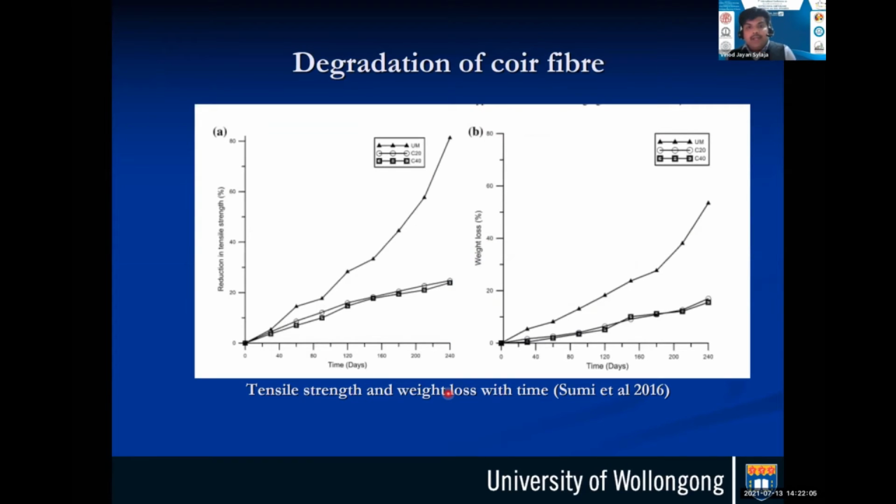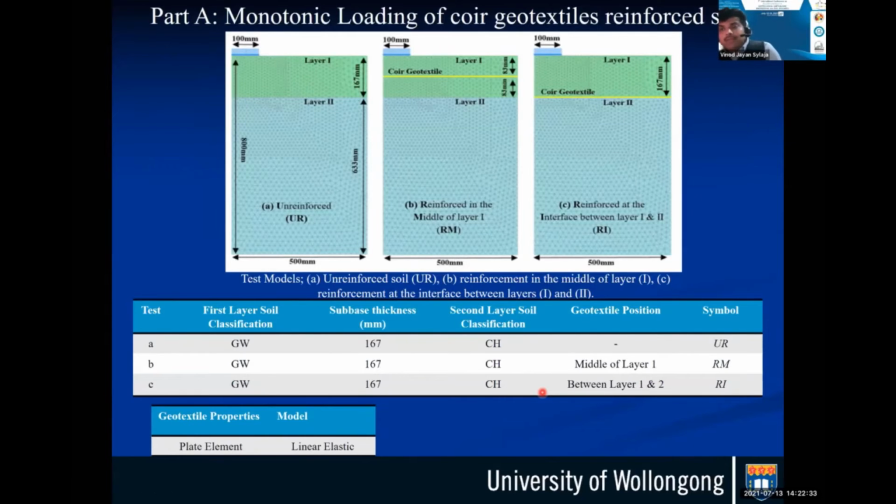Right, the degradation of the coir geotextiles. There is one study reported here on how the tensile strength reduces with time. You can see the reduction in the tensile strength of untreated and treated coir geotextiles. That's some of the study which has been done to look at the degradation we have observed in these coir fibers. With that, let's move on to the numerical work that we have carried out.